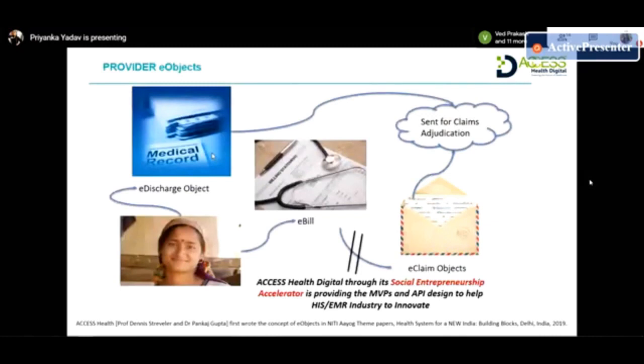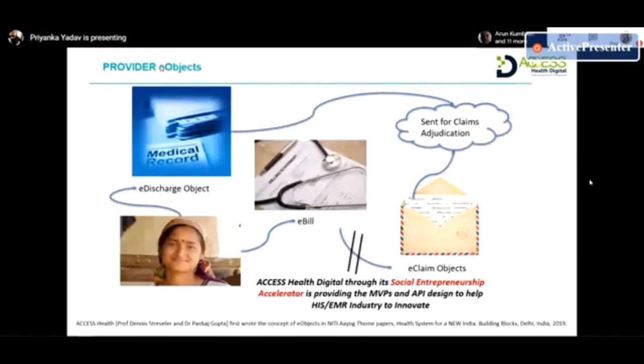So the different types of provider objects, basically, where will these e-objects come from? Even though HCP wants to receive claims in e-object format, where will they come from? They are anyways going to come from the provider side, the hospital side. And the kind of object they might have to generate is the e-discharge object, because that is a legal document even today, according to IRDA, to pass or fail the claim.